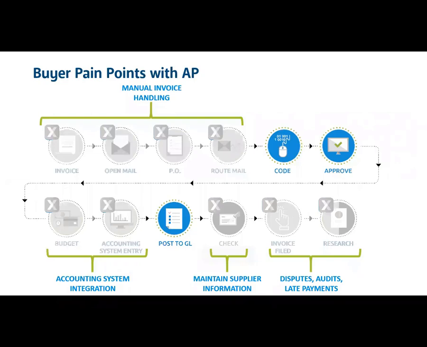And then the next step would be posting to the GL account. And then the other manual task is going to be maintaining your supplier information inside your accounting system or cutting the checks. Again, that's going to be a service we will be able to help automate. And then on the back end, how you have to handle any type of disputes, audits, or late payments, all the research, all of that could help facilitate and make it quicker for you with an automated system compared to a manual system.